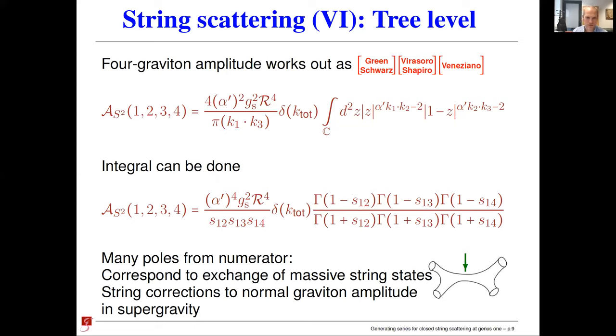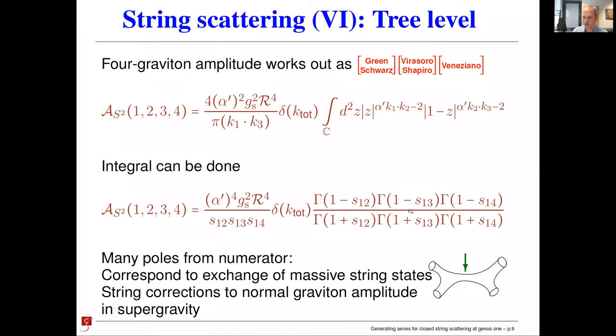And we will do that on the next slide. So here, what I want to emphasize also, just to comment more on the physics. The gamma function has many, many poles. And these poles correspond to whenever in this four-point diagram that you've drawn here, you're not exchanging a graviton state, but you're exchanging a different state of string theory, one of the massive states.